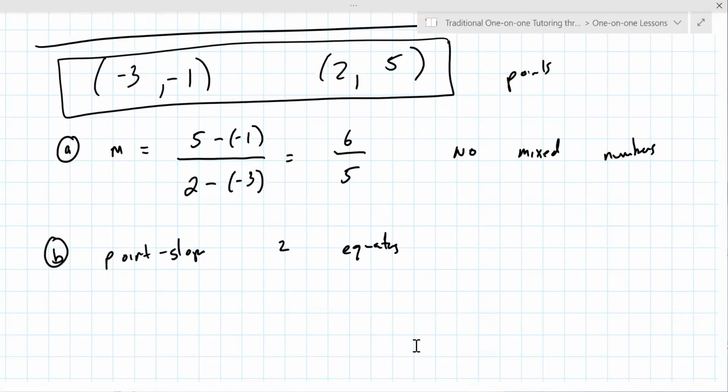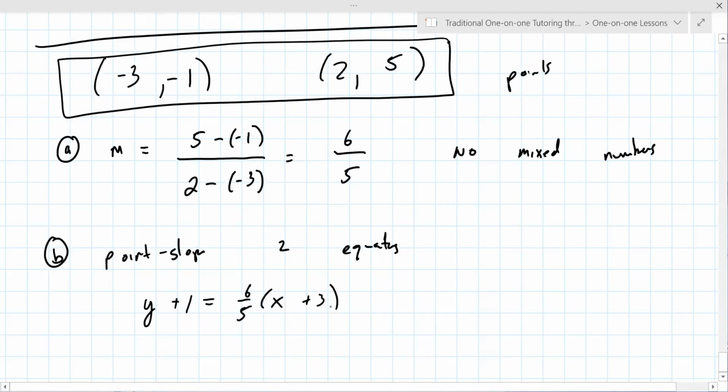Okay, so for -3 and 1, I got y plus 1 equals 6/5 parentheses x plus 3. Good. And for the other one, did you do that one yet? I'm just about to do that one. Okay, so do that one.